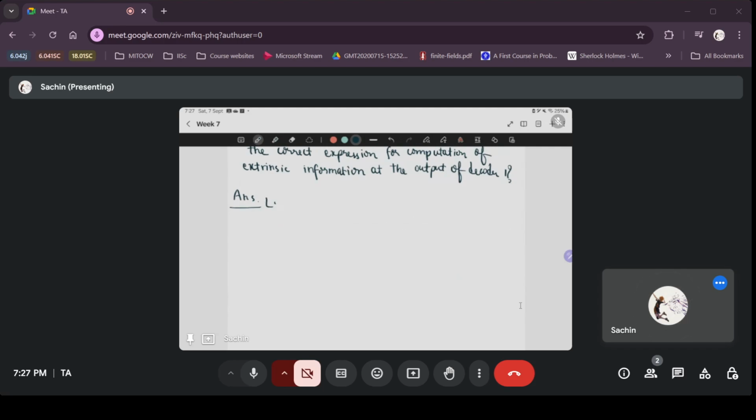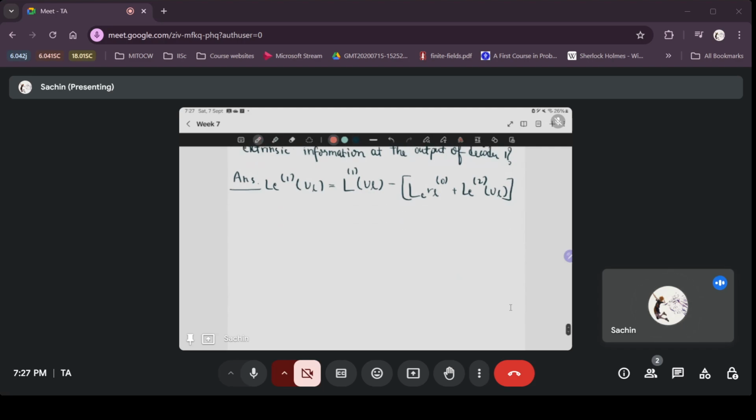LE1 of UL, the extrinsic information at the decoder 1, is L1 of UL minus LC RL plus LE2 of UL at the decoder 2. So here L1 of UL, so that's the expression.